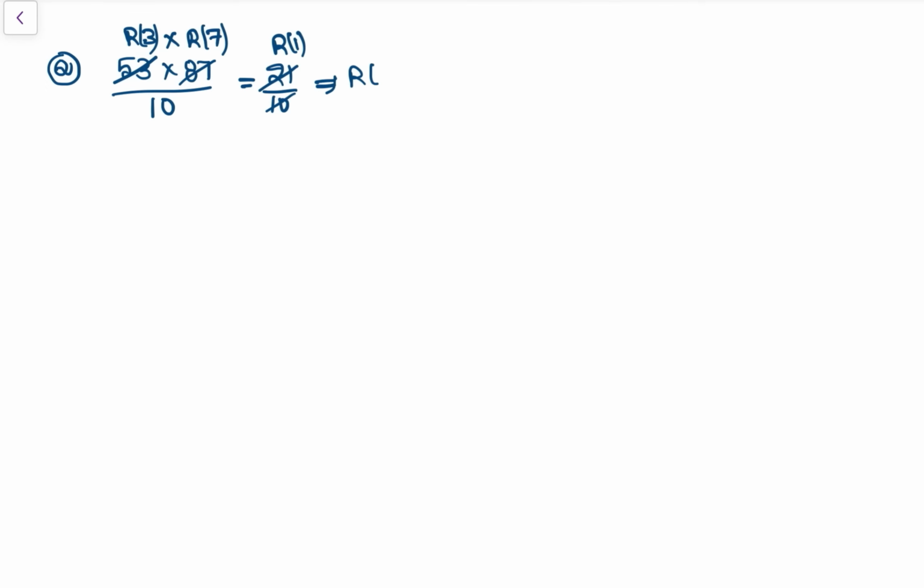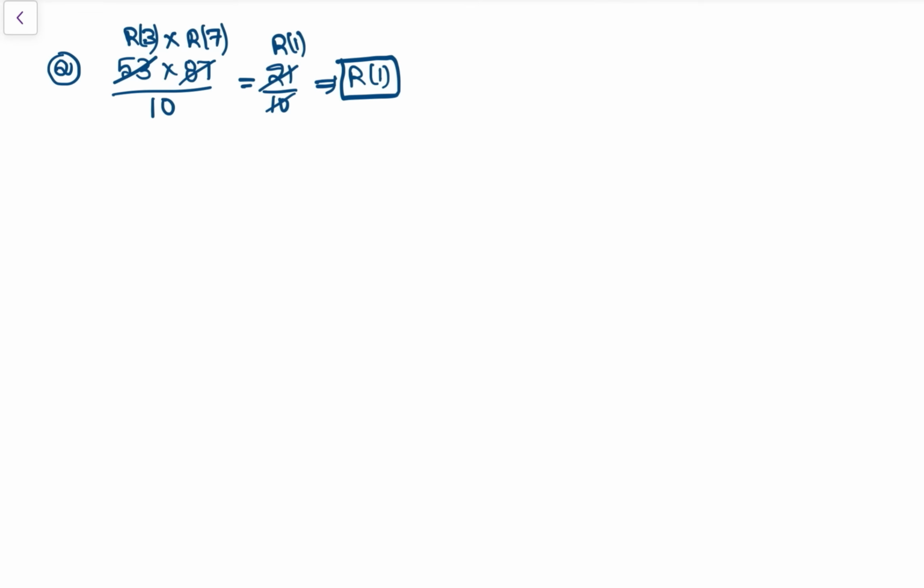See question. 53 into 87 divided by 10. See 10 5s are 50, so remainder is 3 here, into 10 8s are 80, so remainder is 7 here. So then 3 into 7 is 21, so 21 upon 10, 2s are 20, so remainder is 1. So overall remainder is 1 here.